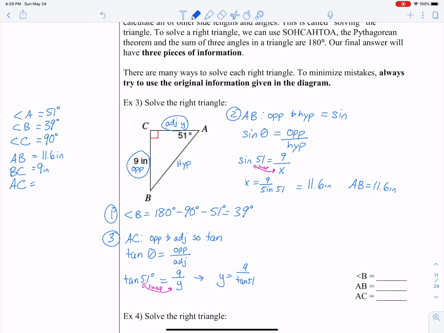And then I'll put that in my calculator. And I get y is equal to 7.3 inches. And so that means that side AC is equal to 7.3 inches. So here I can write 7.3 inches.